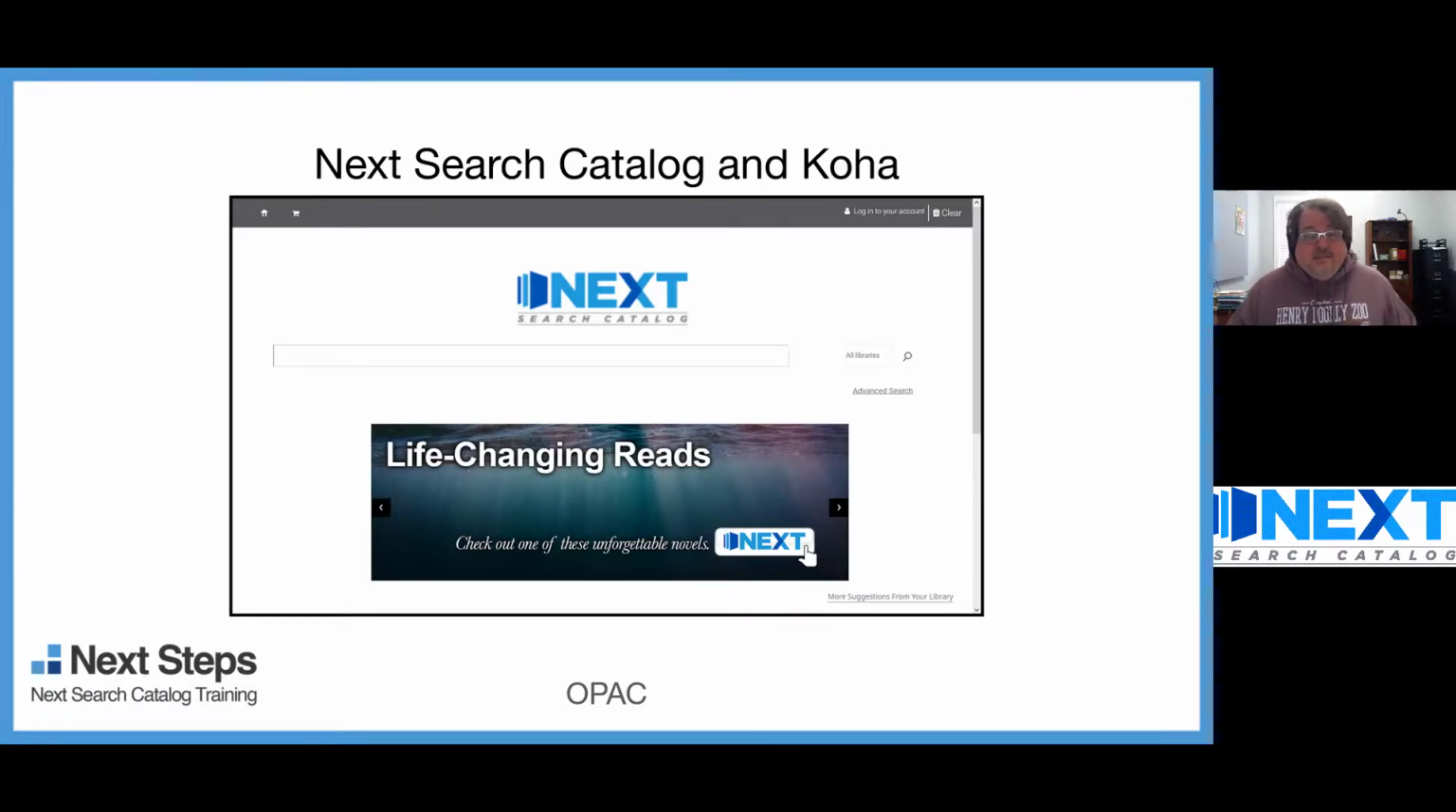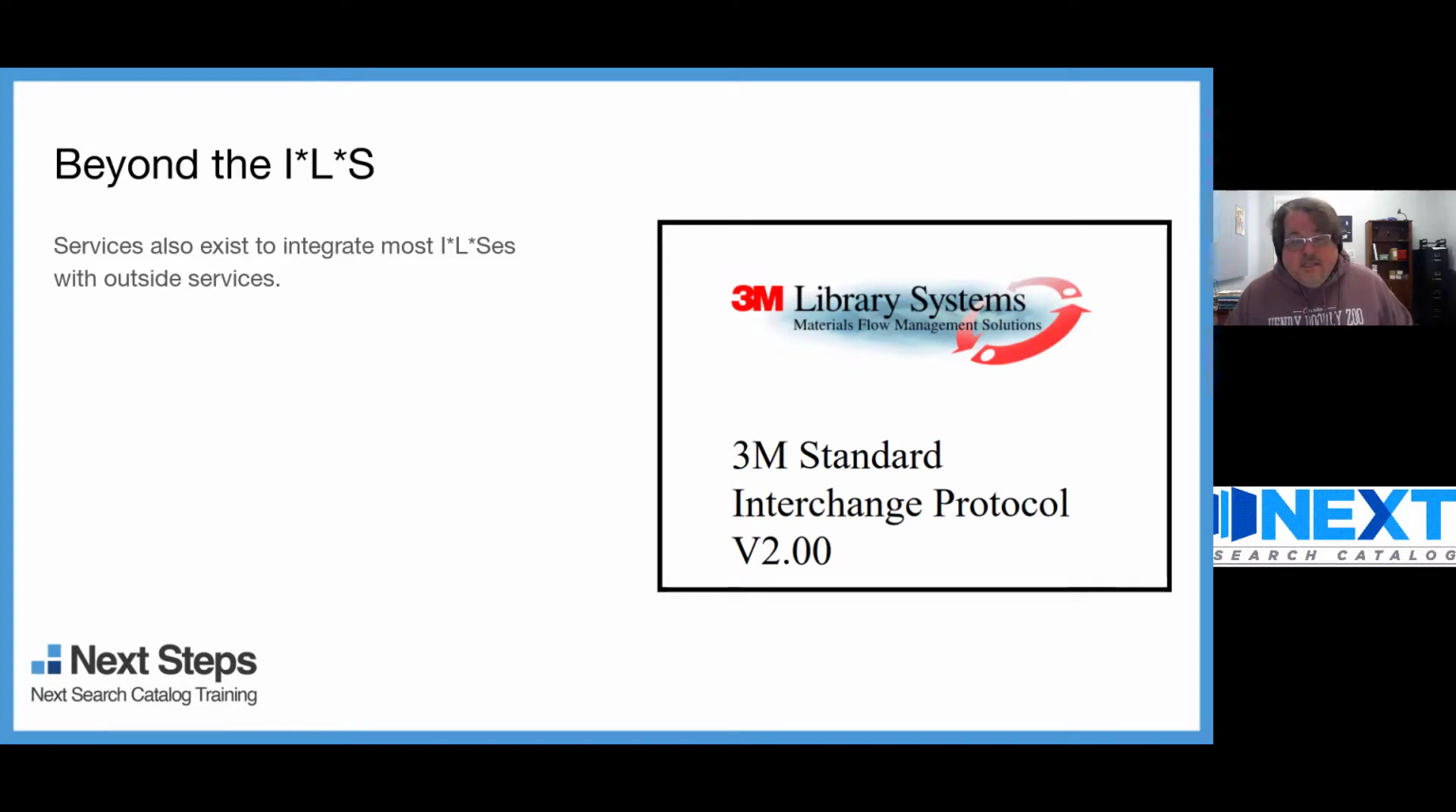Now, beyond the ILS, our ILS can talk to other ILSs. It can talk to other systems. It can talk to other devices. And so our integrated library system can integrate with other systems. And that's mostly done through a protocol called Standard Interchange Protocol, or SIP. And that's what allows our integrated library system to talk to things like Hoopla or Canopy or Overdrive. And if you don't know what those are yet, there will probably be a video coming soon that will tell you more information about those.